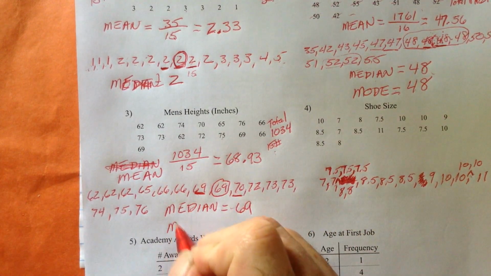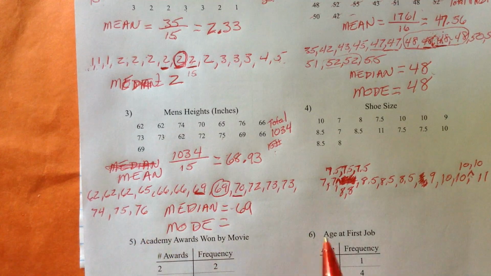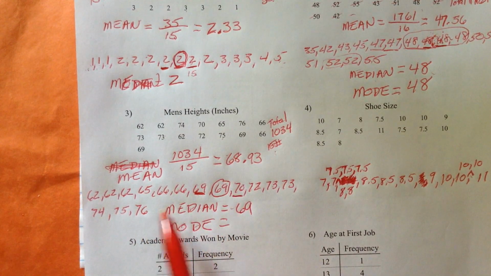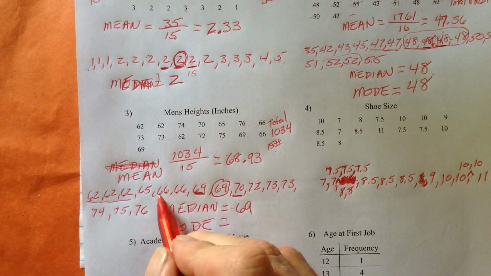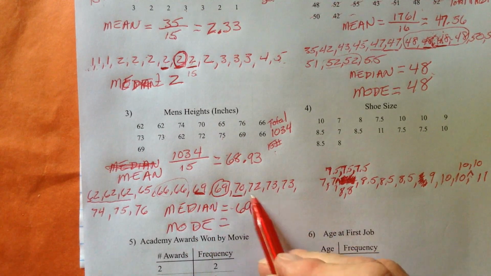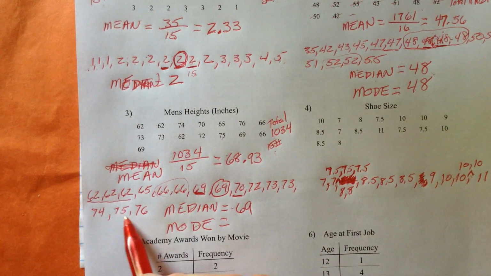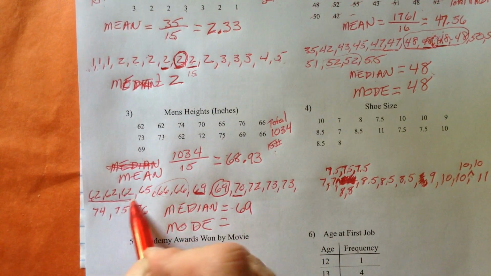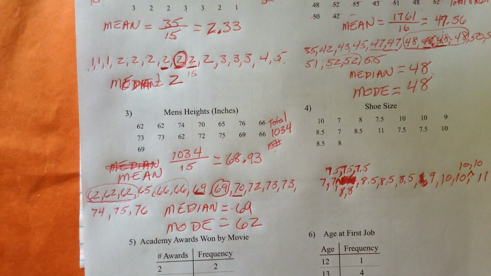And then the mode would be the most frequent. So the most frequent one, let's see here. Well, here's 3 62s. There's only 2 66s. Only 2 69s. There's 2 73s. Yeah, so this one here, the 62, would be the mode. 62 is the most frequent.